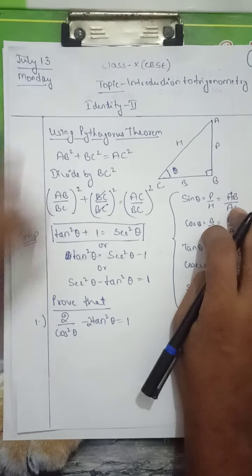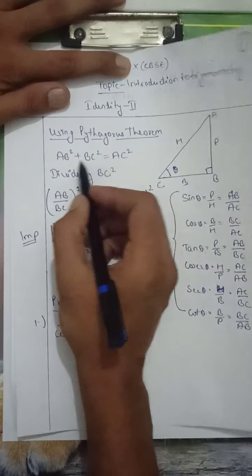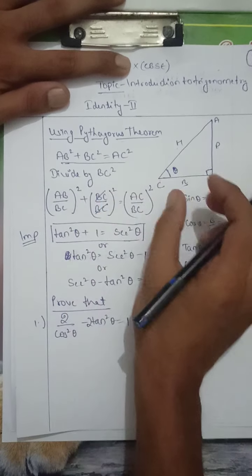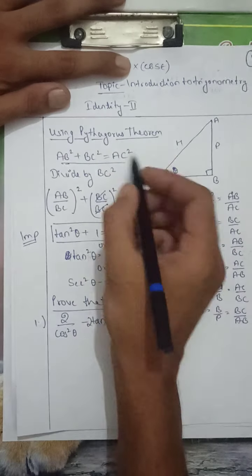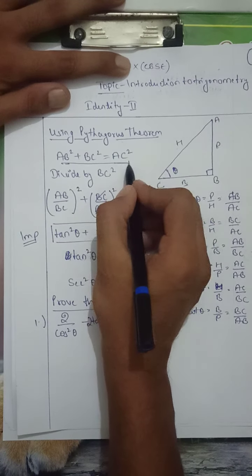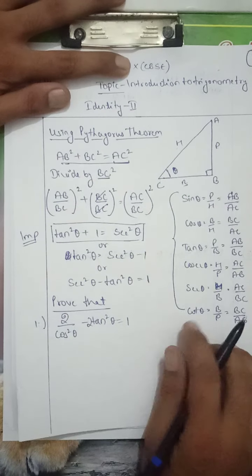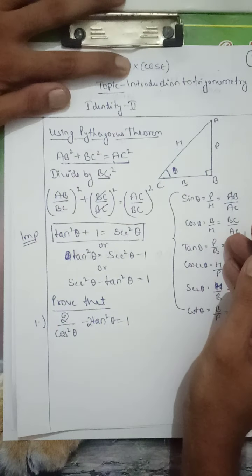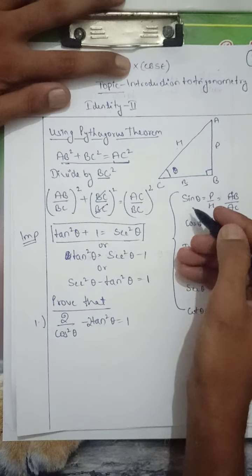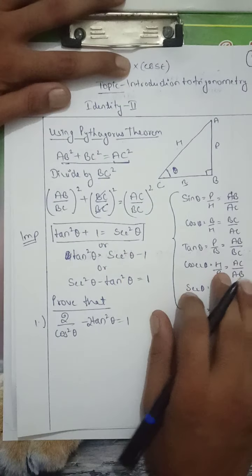of you. Now, in the previous lecture what we did, we have written the Pythagoras theorem. AB square plus BC square is equal to AC square. And in the previous lecture we divided it with AC square. But now we will be dividing it with BC square. After dividing, what you will get, AB upon BC whole square plus BC upon BC whole square is equal to AC upon BC whole square.